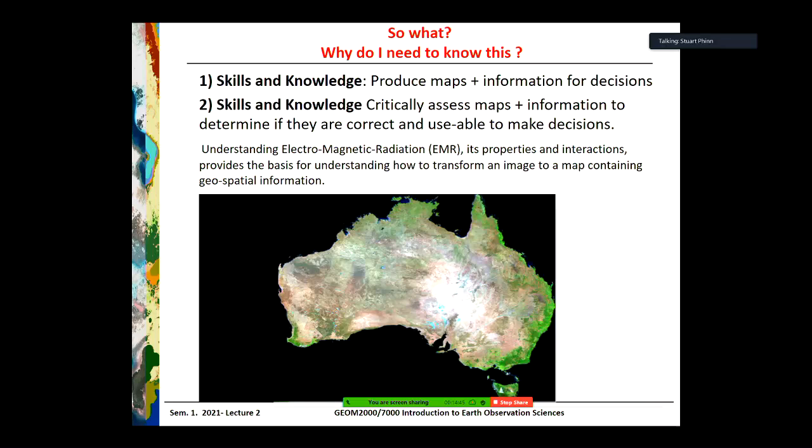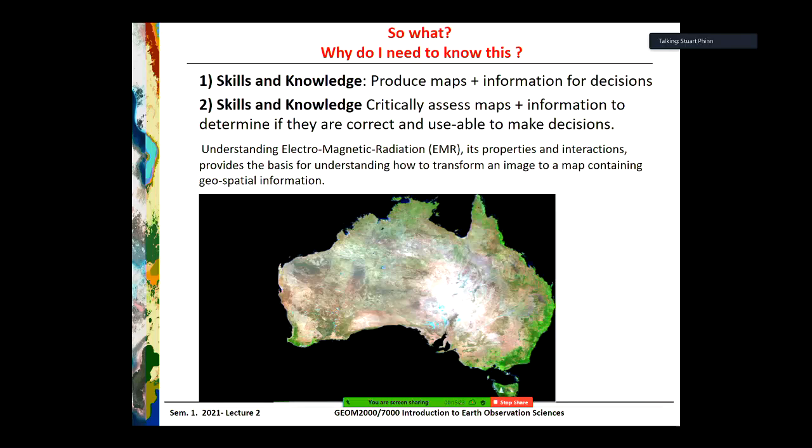Some of you are also going to be in positions where you're not going to be doing the mapping, but you might be looking at output papers, reports, other information where someone's done a study or they've measured something using satellite imagery, and you have to critically assess and determine whether that information's correct and usable for whatever job that you're in. So even though you're not doing the mapping, you've got to figure out whether it's going to work or not.